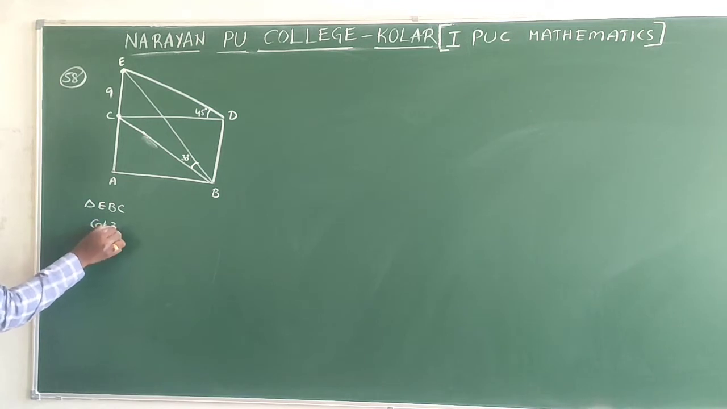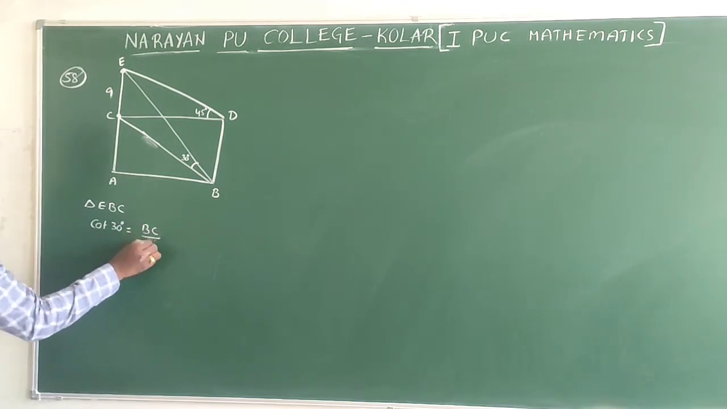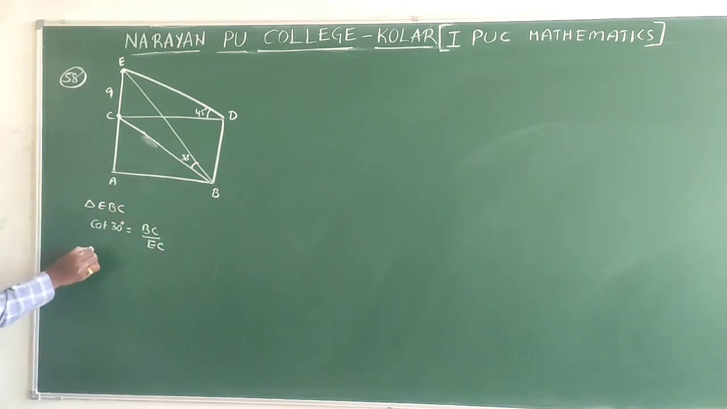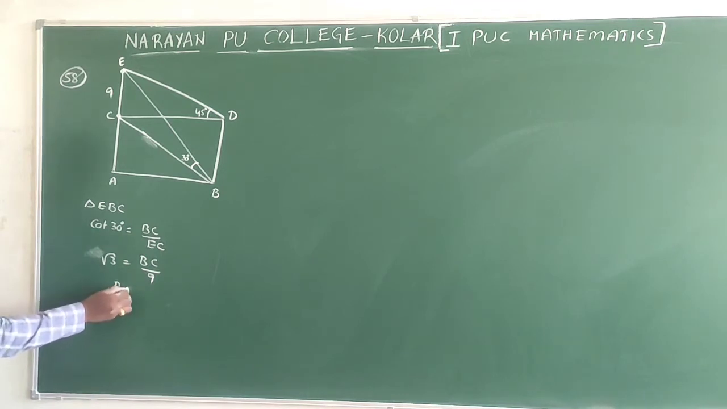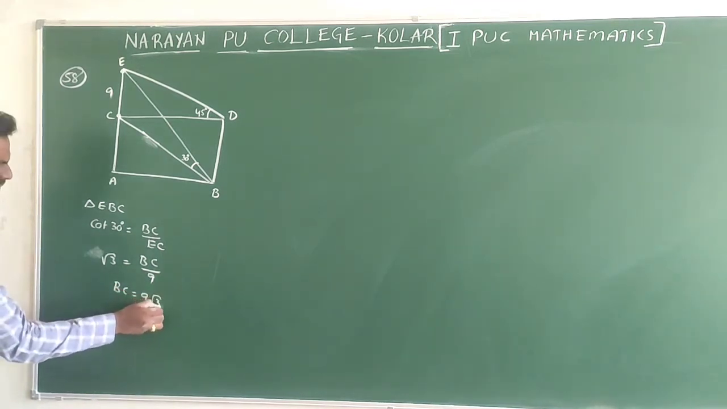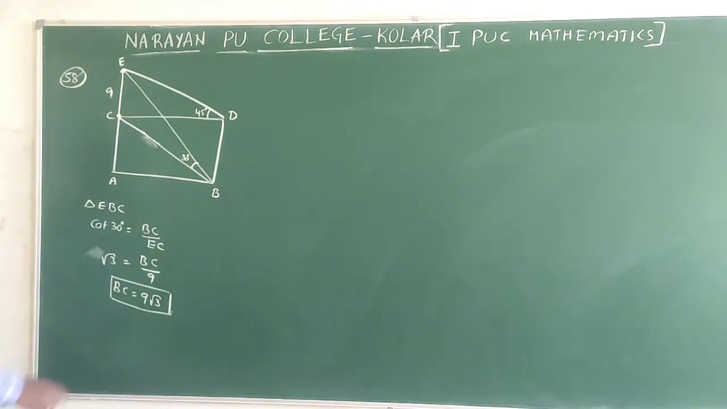Cot 30. Formula: adjacent side by opposite side, that is nothing but BC by EC. Now cot 30 is nothing but root 3, and BC by EC is 9. Now you can write BC is equal to 9 root 3.